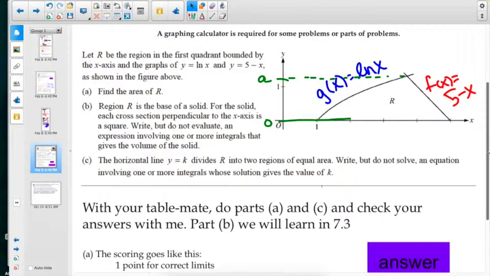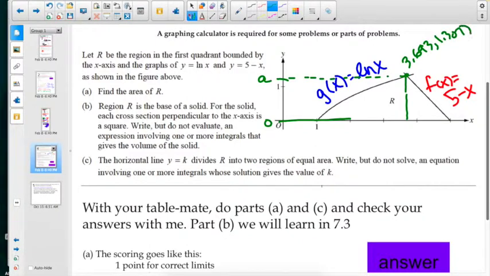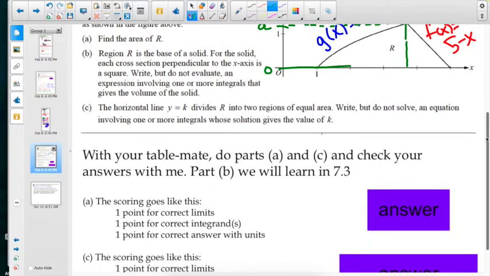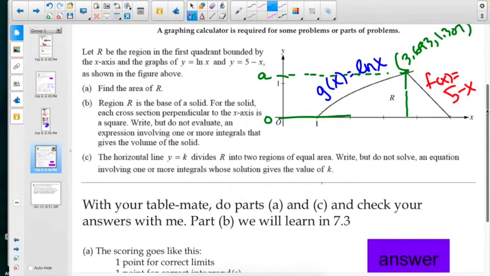So it's 3.693. Okay, so we've got this at 3.693 comma 1.307. Okay, so we are looking at then, I should have more space near the picture, although we should be putting things in the answer area, but so we are looking at then an integral from where to where?